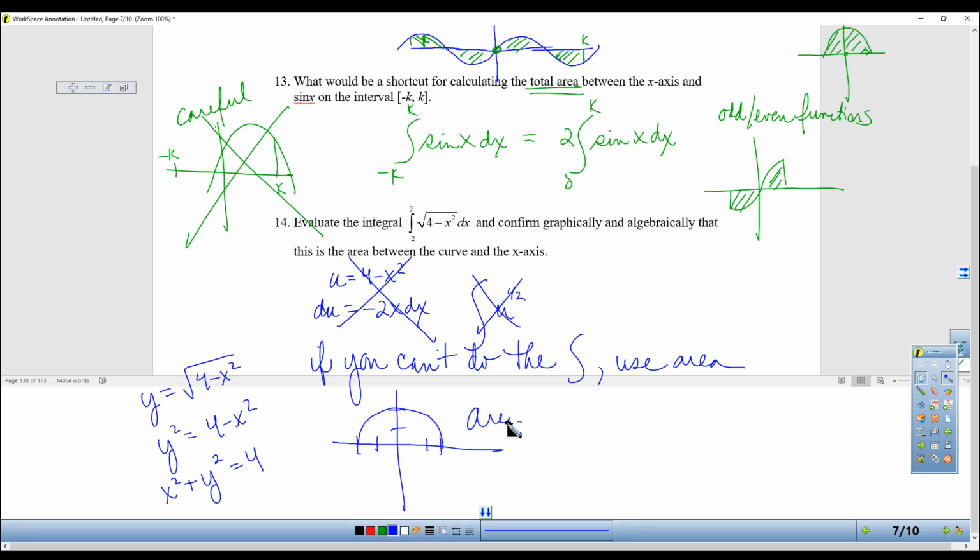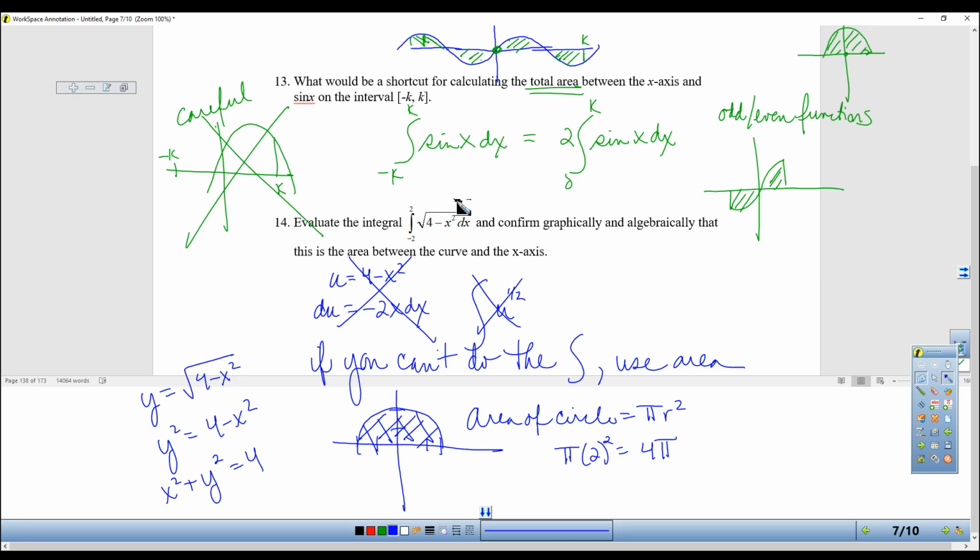What is the area of a circle? The area of a circle is pi r squared. So for this circle, it's pi 4, not 4 squared. I already squared it in my head. Pi 2 squared, which is 4 pi. But remember, we only want the top half of the circle.